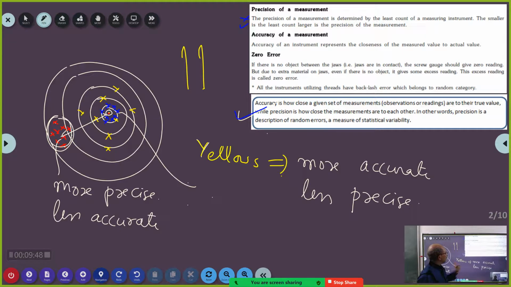Yes, sir. Now zero error. This is something which all of you know. All instruments utilizing threads have backlash error, which belongs to the random category. So I have explained the zero error, needless to say. Can I proceed, students? Hello? Yeah.